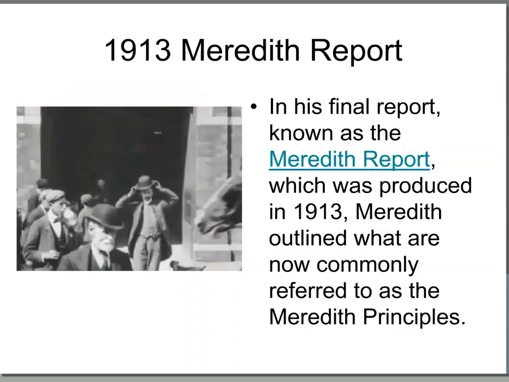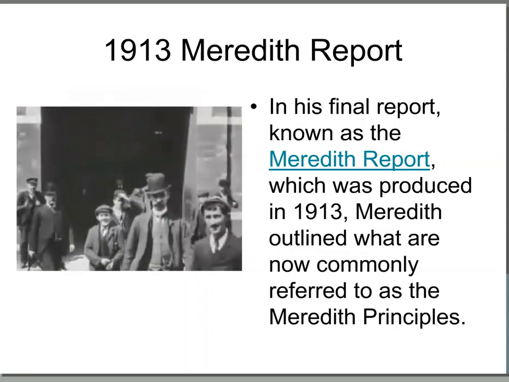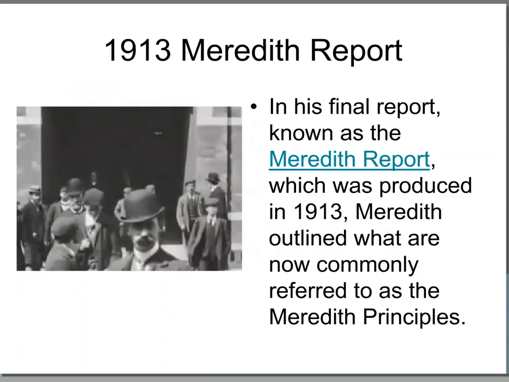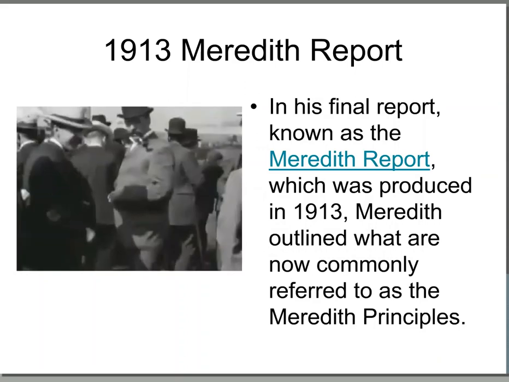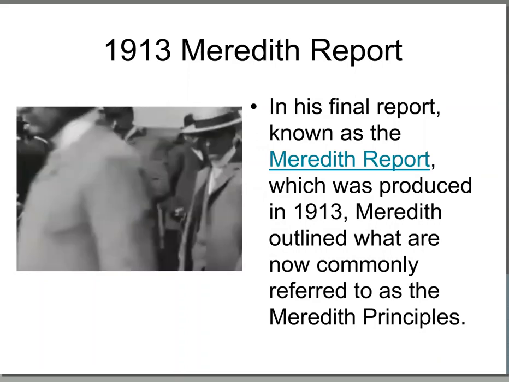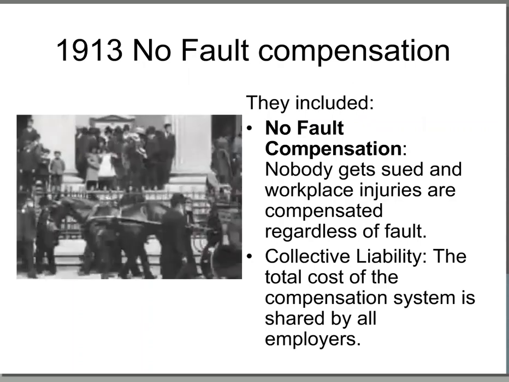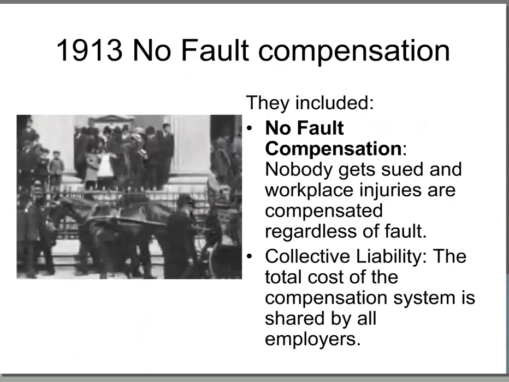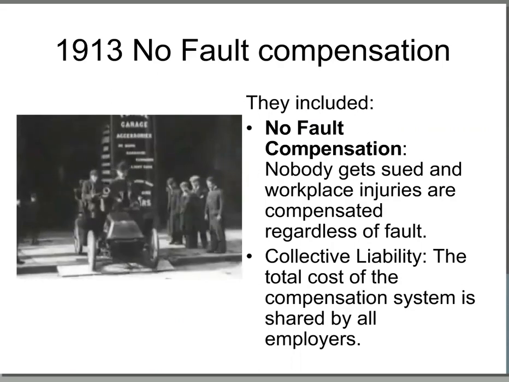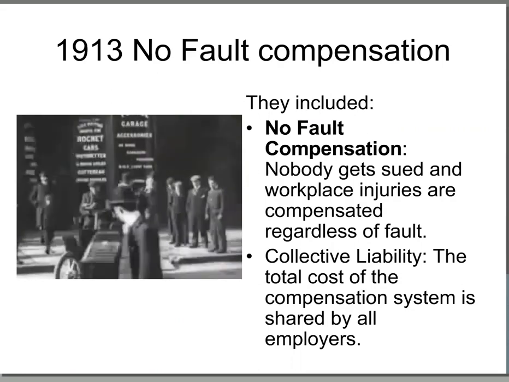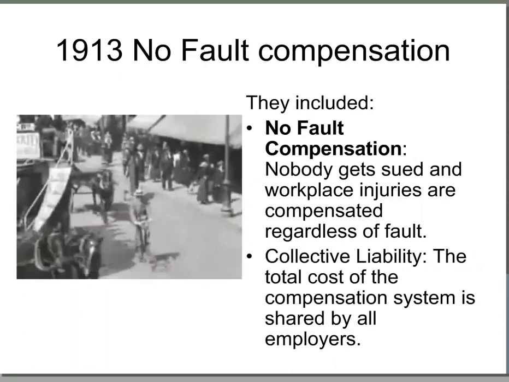In his final report, known as the Meredith Report, which was produced in 1913, Meredith outlined what are now commonly referred to as the Meredith Principles. They included no-fault compensation, where nobody gets sued and workplace injuries are compensated regardless of fault, and collective liability. The total cost of the compensation system is shared by all employers.